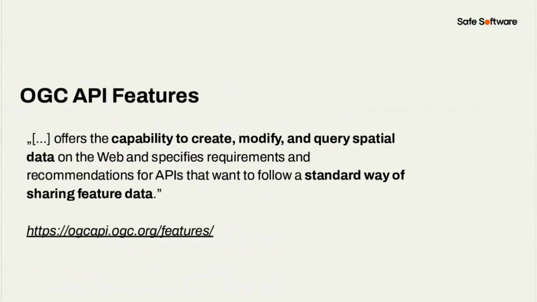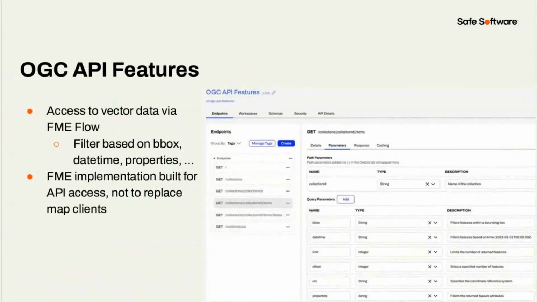So the other template we provide is for OGC API Features. Features, as I mentioned, is the old WFS service, and it provides the capability to create, modify, and query spatial data. So it's a standard way of sharing feature data and also accessing this data again. And the OGC API Features also provides a few endpoints that can now be used through FME. So you can access vector data, and there are also ways to filter this data, for example, using the bounding box, datetime, or any sort of properties that might be available in the dataset.